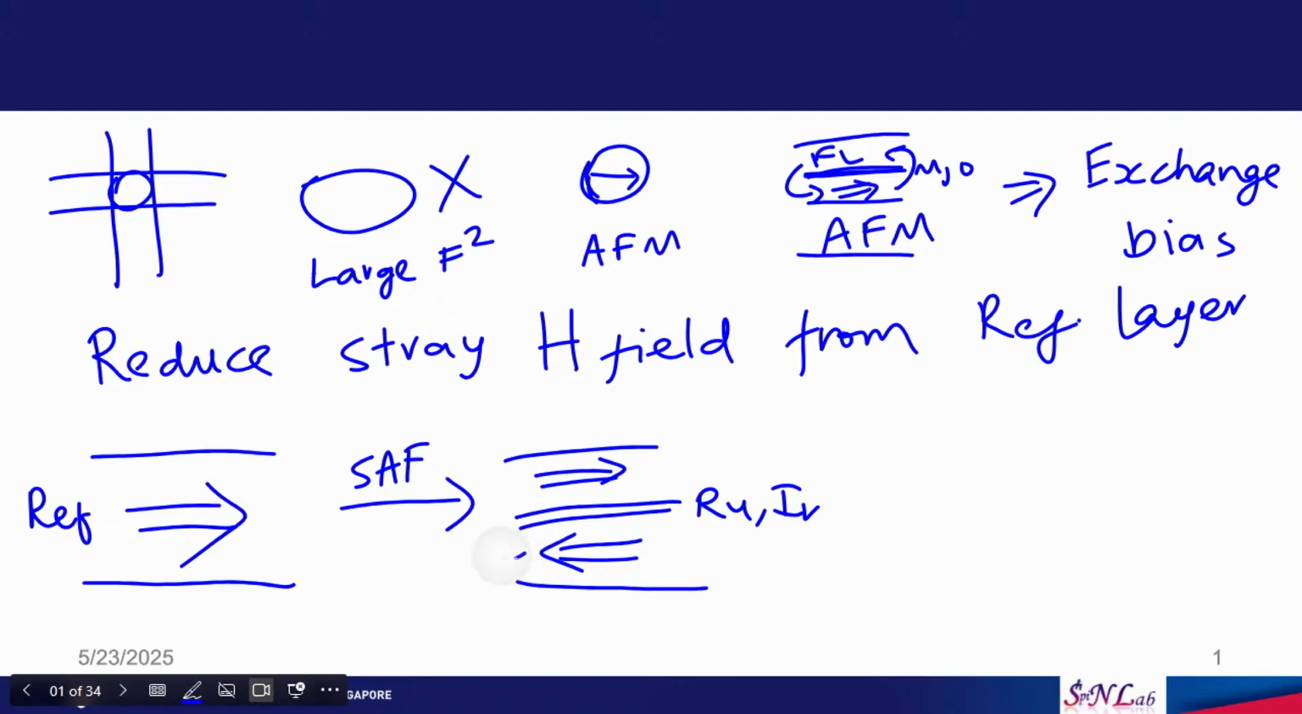So, in this configuration the stray field will be contained within the reference layer. Okay. So, the stray field from here will go here and the stray field from the top of the reference layer will go to the bottom of the reference layer. Okay. So, if you have magnesium oxide and a free layer here, the free layer will not see any stray magnetic field from the reference layer. Okay. So, these are the advanced designs of in plane MRAM.